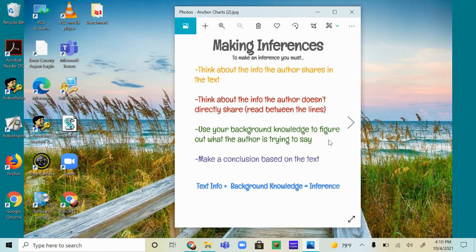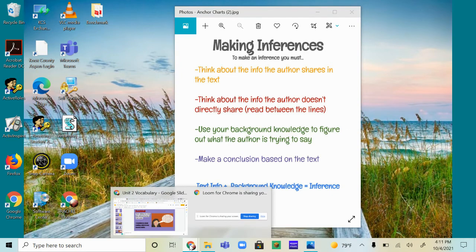You can use your background knowledge to figure out what the author is trying to say. Maybe you've been in a similar situation and you can pull from your background knowledge to figure something out. And then finally, you're just going to make a conclusion based on what you've read in the text and what you've combined with your background knowledge. So it ends up being an addition equation. Text info plus your background knowledge leads us to making these good inferences.